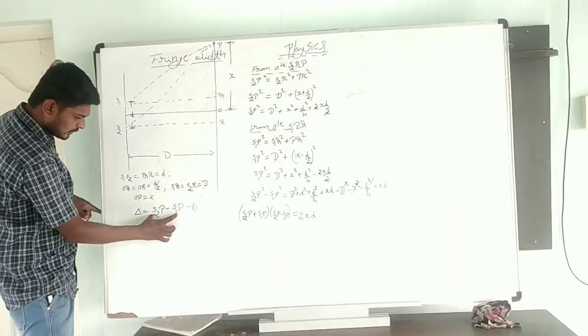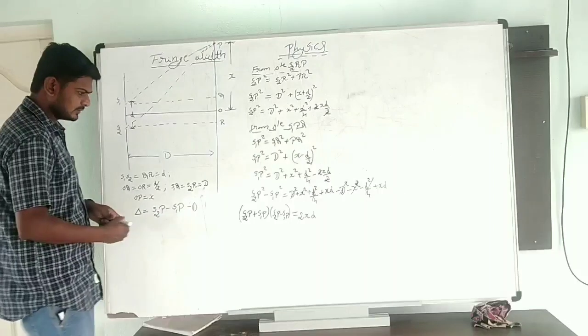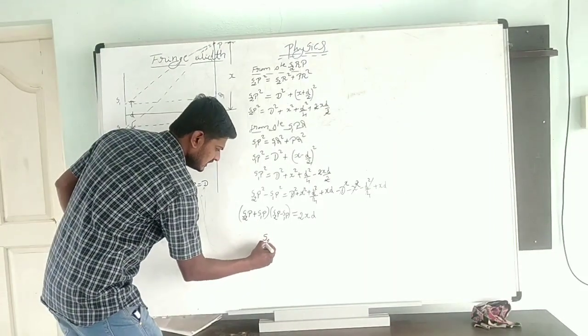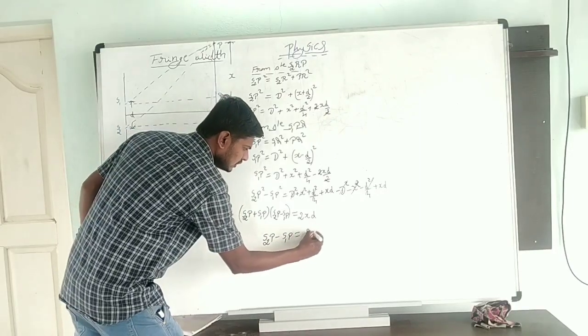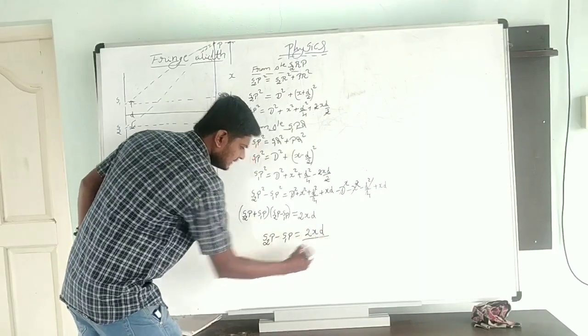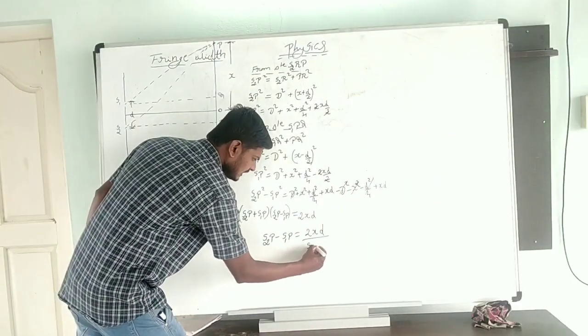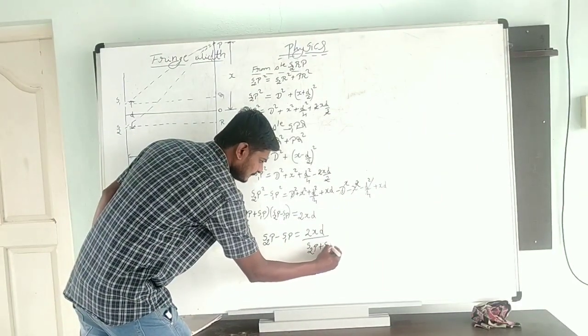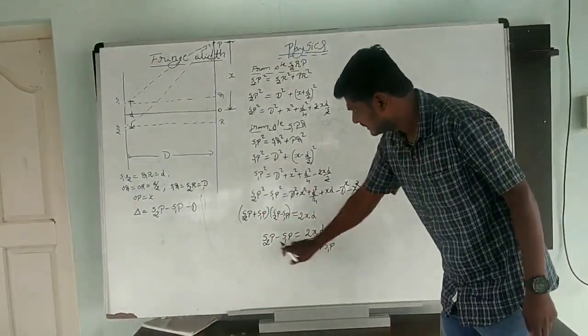Now we want the value of S2P minus S1P. So S2P minus S1P is equal to 2XD divided by S2P plus S1P. This is the path difference.